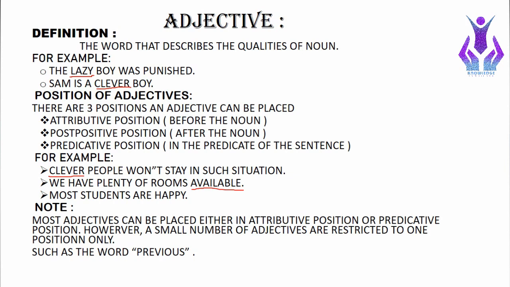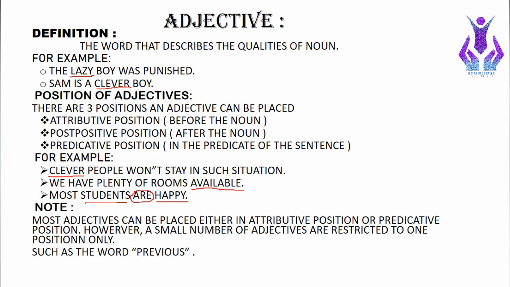The last one is predicative position. Predicative position is when the adjective comes in the predicate of the sentence. For example, most students are happy. Here the word happy is an adjective, and students is a noun. These two are joined together by the linking verb are. Here, are is said to be a linking verb.